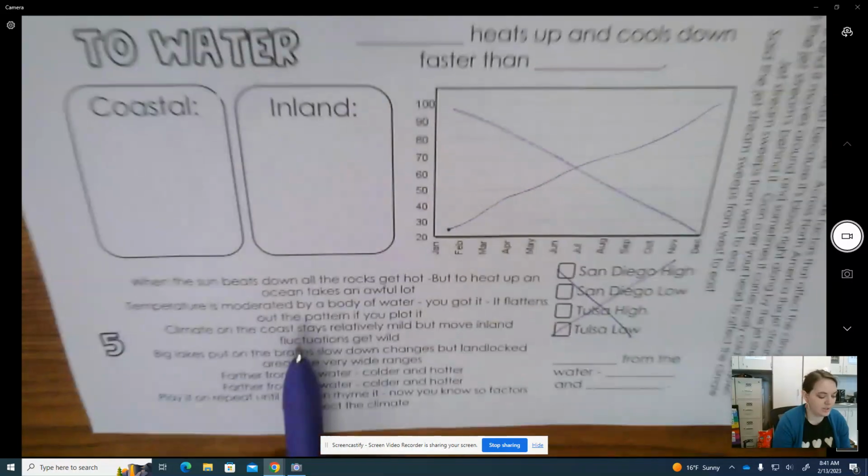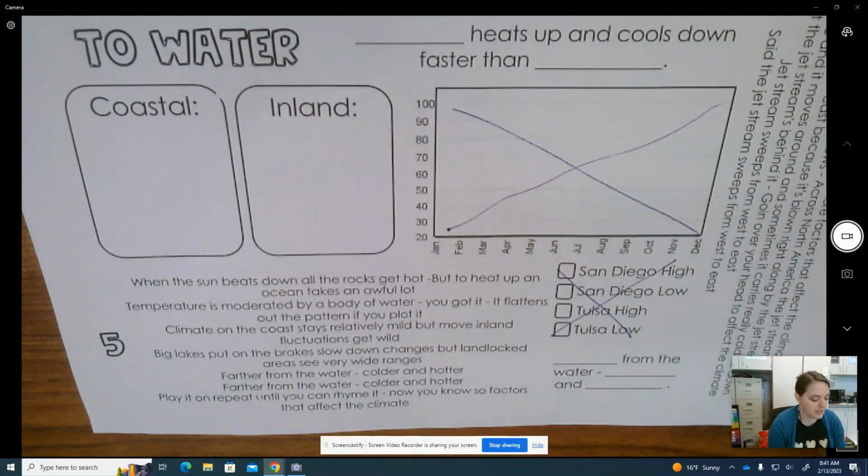When the sun beats down, all the rocks get hot, but to heat up an ocean takes an awful lot. Temperature is moderated by a body of water. You got it. It flattens out the pattern if you plot it. Climate on the coast stays relatively mild, but move inland, fluctuations get wild. Big lakes put on the brakes, slow down changes, but landlocked areas see very wide ranges. Farther from the water, colder and hotter. Play it on repeat until you can rhyme it. Now you know the factors that affect the climate.